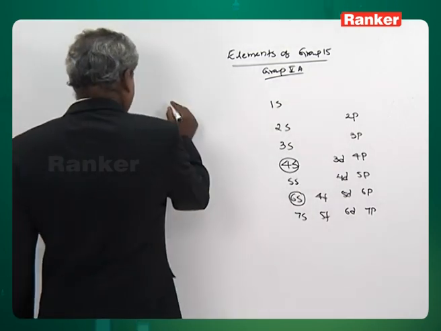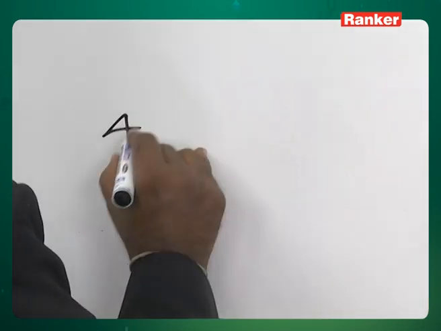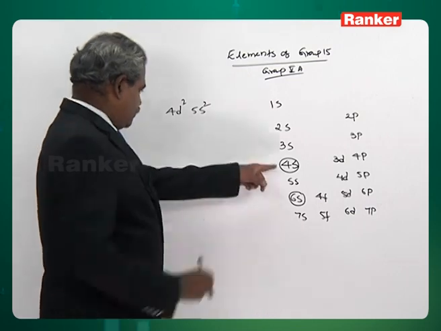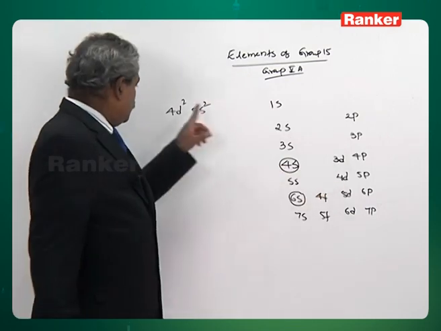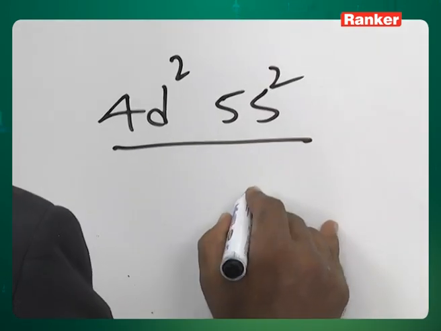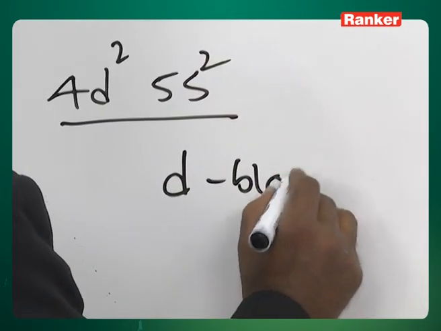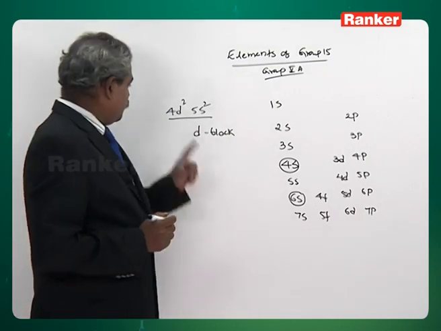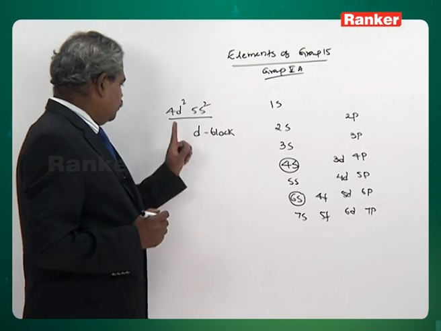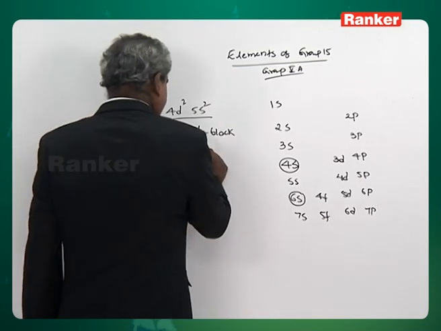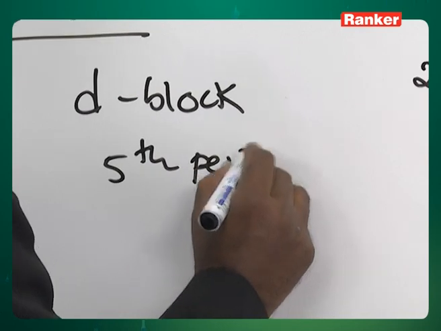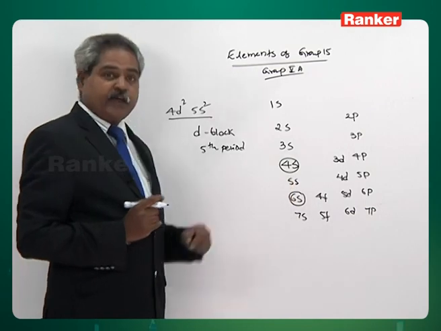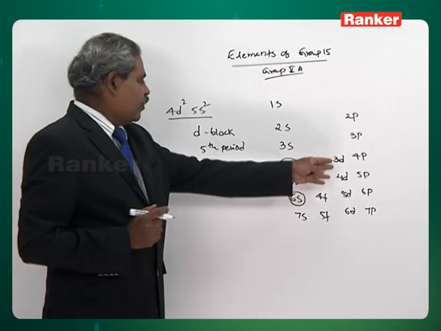For example, somebody having 4d2, 5s2. Observe this, 5s, 4d. So this element belongs to the d block. How do I know? The last electron is in d. 5s is full, 5s2, 4d2. So d block, fifth period. How do I know this is a fifth period element? Because 4d comes only after 5s. You can see 5s, 4d.